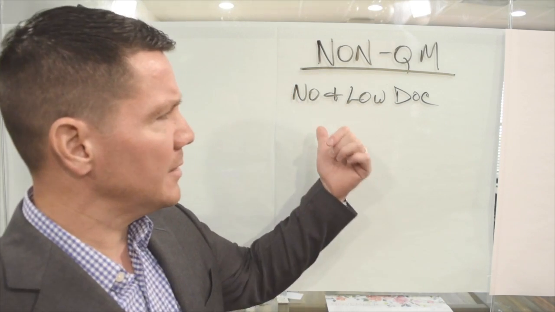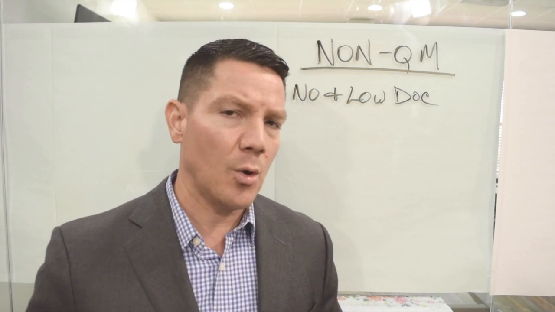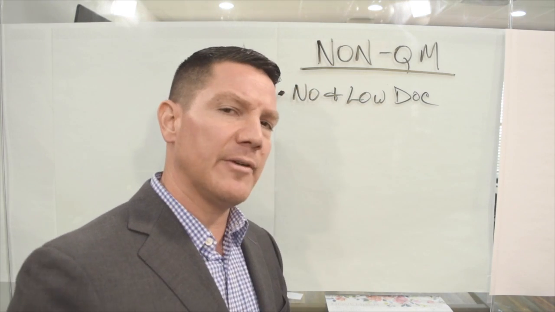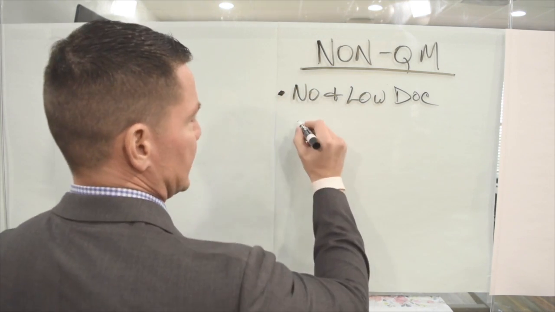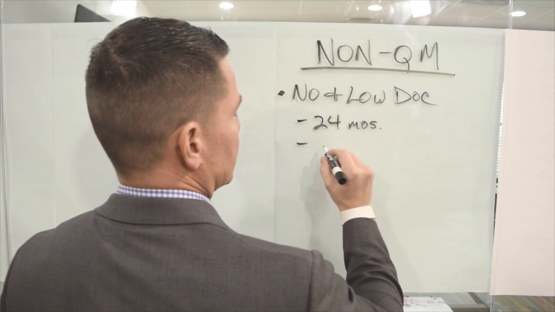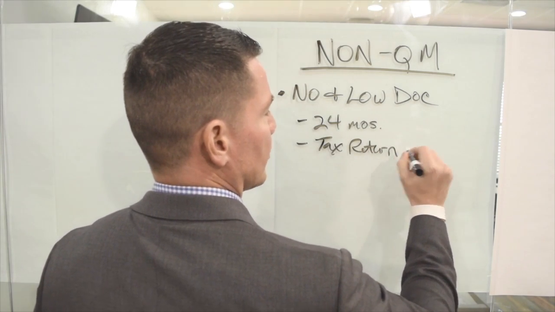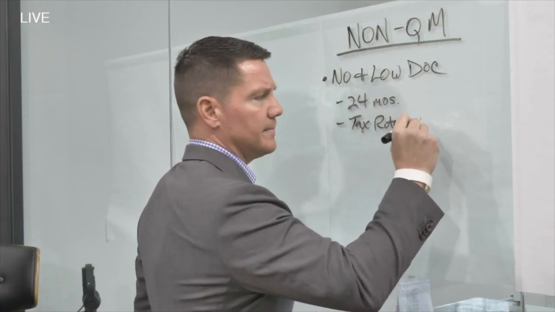Now, the difference as to why somebody would go with like a no or low doc, it's a bit of a hybrid of what the stated income was. Like I said, they could offer 24 months bank statements, could also take a tax return, you know, for maybe 1 year.